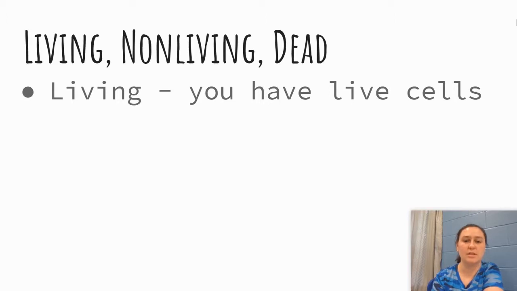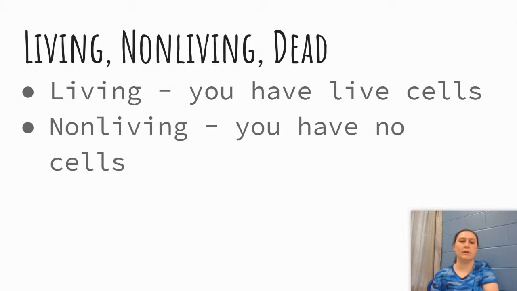So, if you are living, you have live cells. So, your cells that are in your body are working, they are doing their jobs. Whether you have one cell or a million cells, those cells are working. You are alive. If you are non-living, you have no cells. You never had cells, you never will have cells, you have no cells if you are non-living. You have to have a cell to be alive, to be a living thing. So if you have cells, you are living. If you have never had cells, you're called non-living.